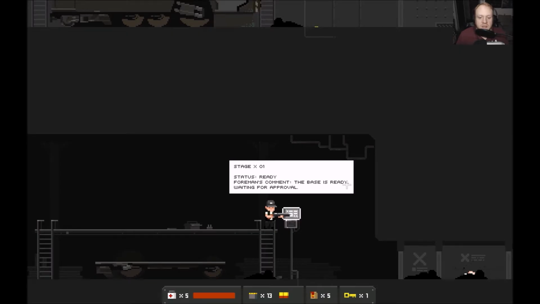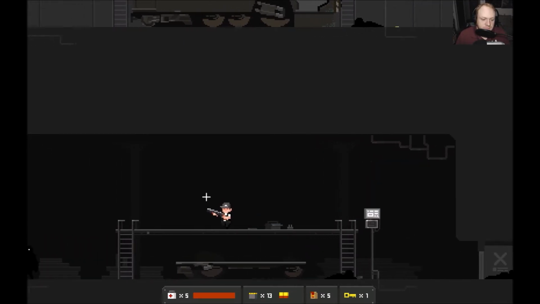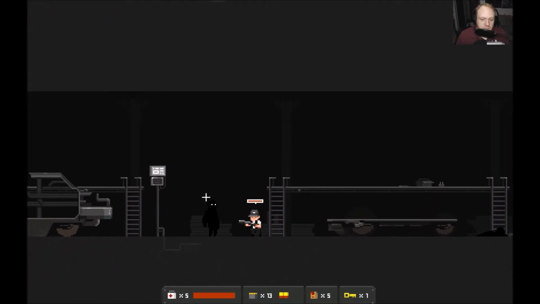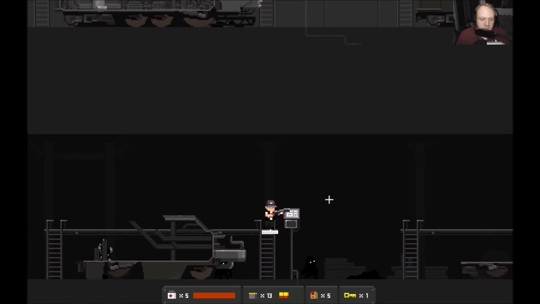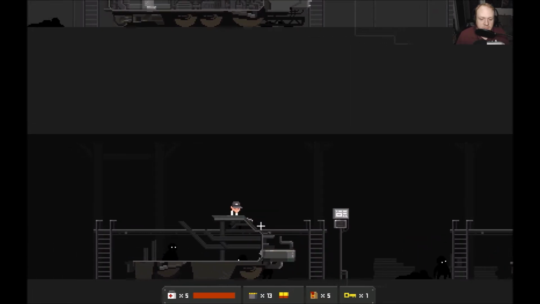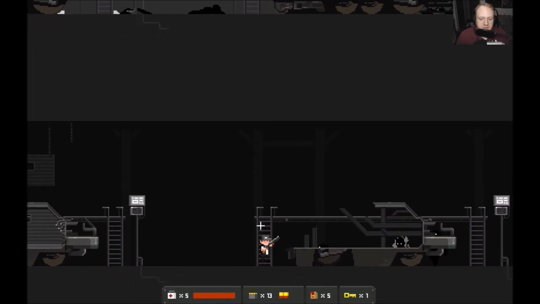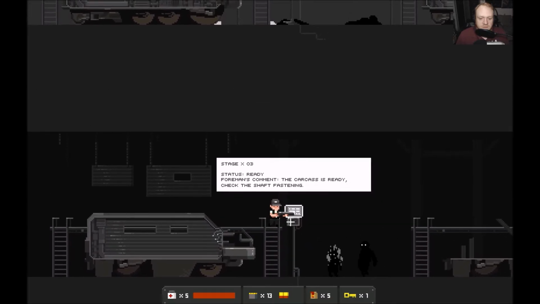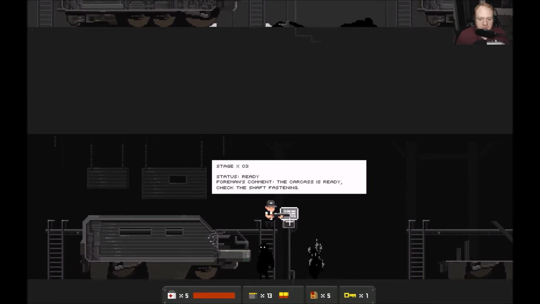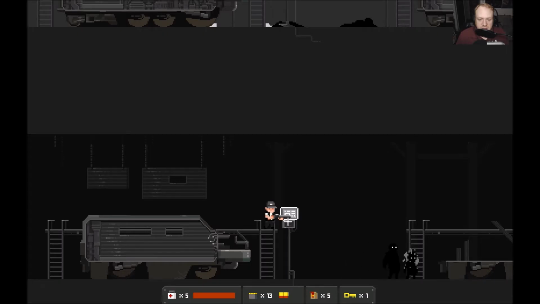Stage X1 ready. Status ready. Foreman's comment, the base is ready. Waiting for approval. Oh, well, that's going to make things a little more difficult. Stage 3, status ready. Foreman's comment, the carcass is ready. Check the shaft fastening.